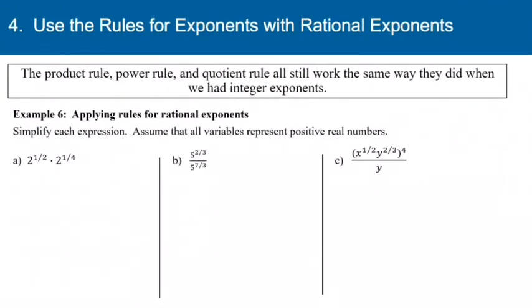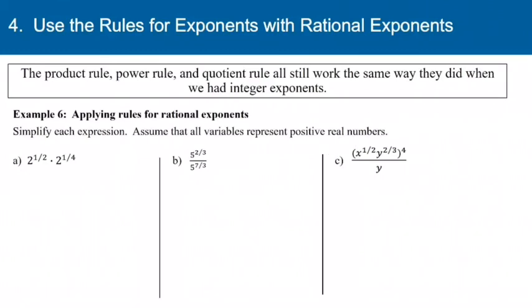And finally, I want us to get just a little bit of practice with the product rule, power rule, and quotient rule. They will all work the same way as they did when we had integer exponents. So here in example 6, it says simplify each expression and assume all variables represent positive real numbers. So again, they're telling us that when we encounter variables, we don't have to worry about absolute value bars.